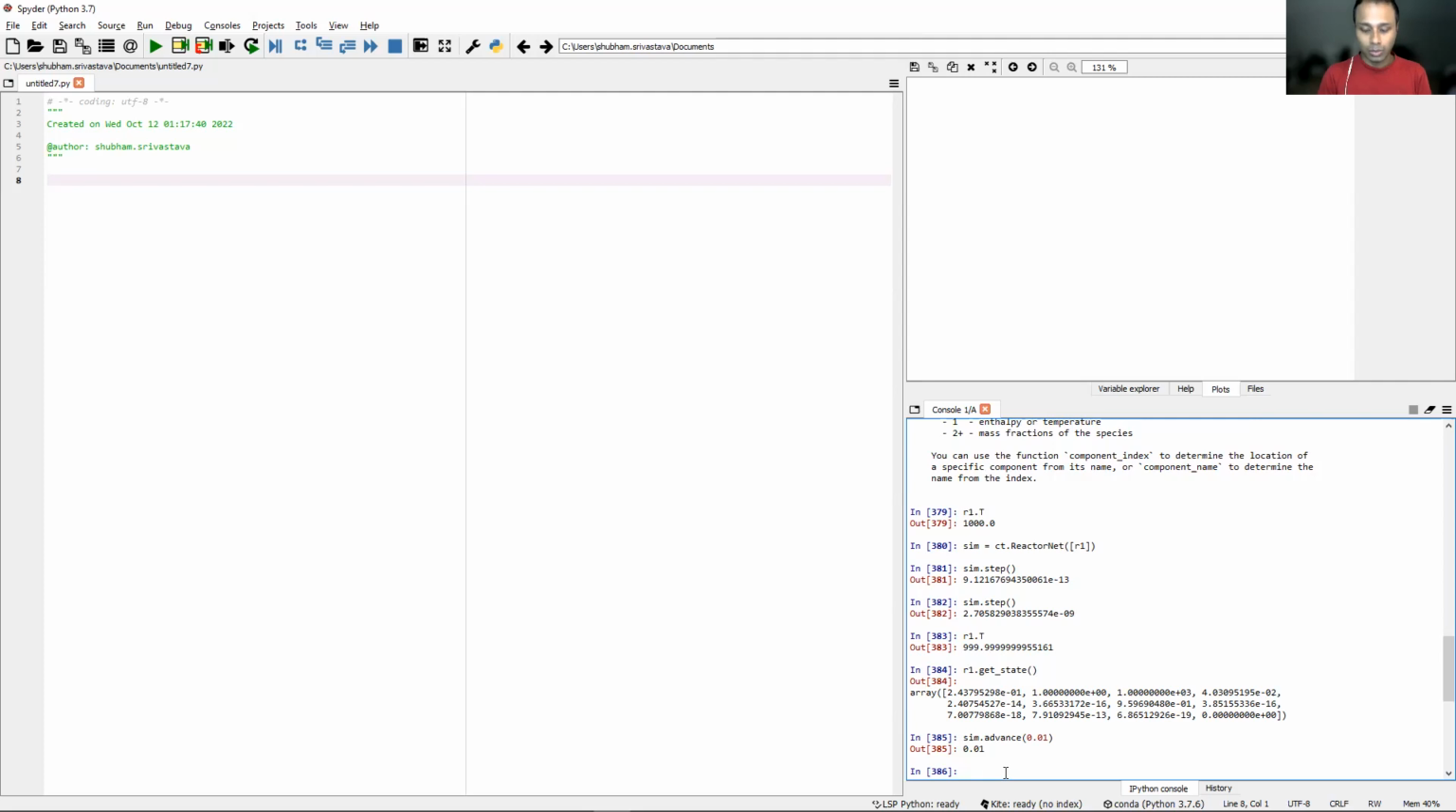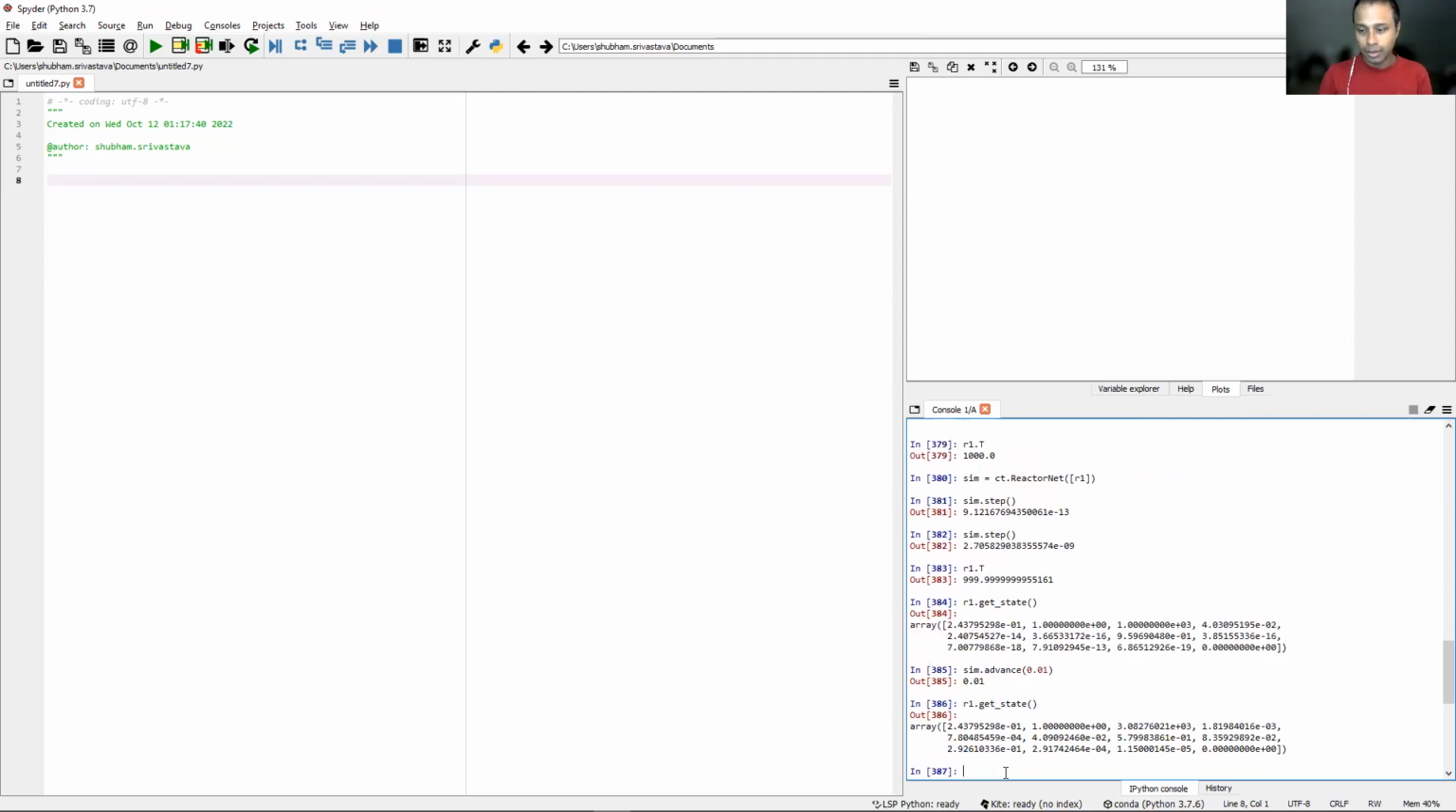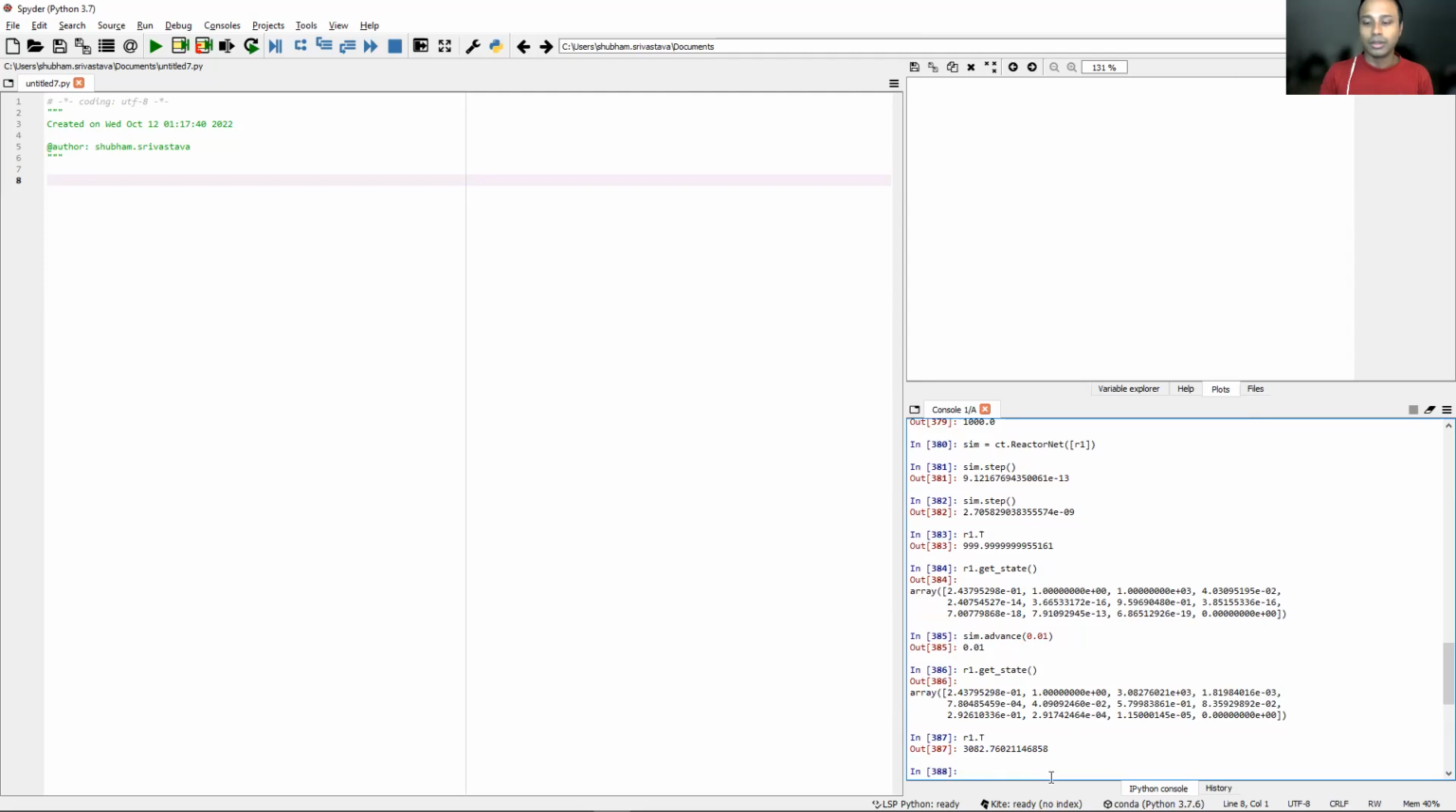And now, if we look at the state, R1 dot get state, you see now everything is extremely different. And if we just look at temperature, from 1000, the temperature has gone up all the way to 3082 Kelvin, because hydrogen and oxygen are reacting. And this is the temperature at 0.01 seconds. So this is how you step in time, or integrate the reactor system in time, to find out how the thermodynamic state of the ingredients of the reactor is changing.